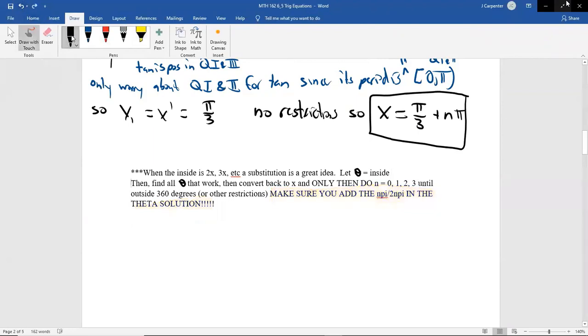All right, so example 3. This is where it starts getting a little weirder. For A, and all the instructions are solve: sine of 2x is equal to negative square root of 3 over 2. It's the whole problem. There's no restrictions.